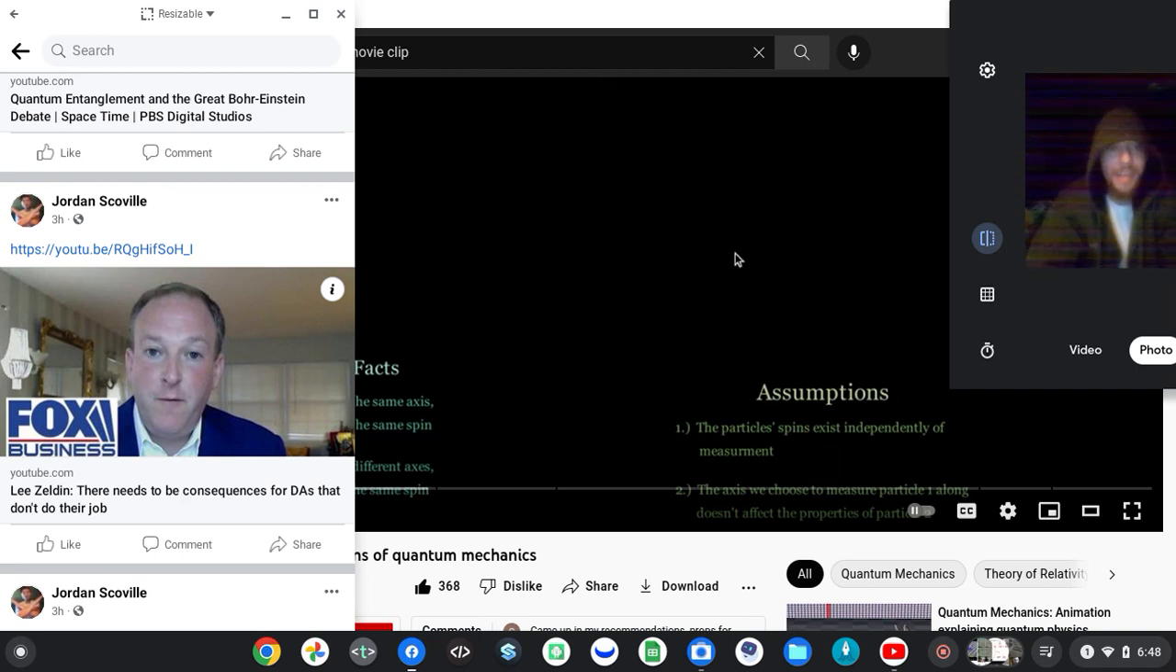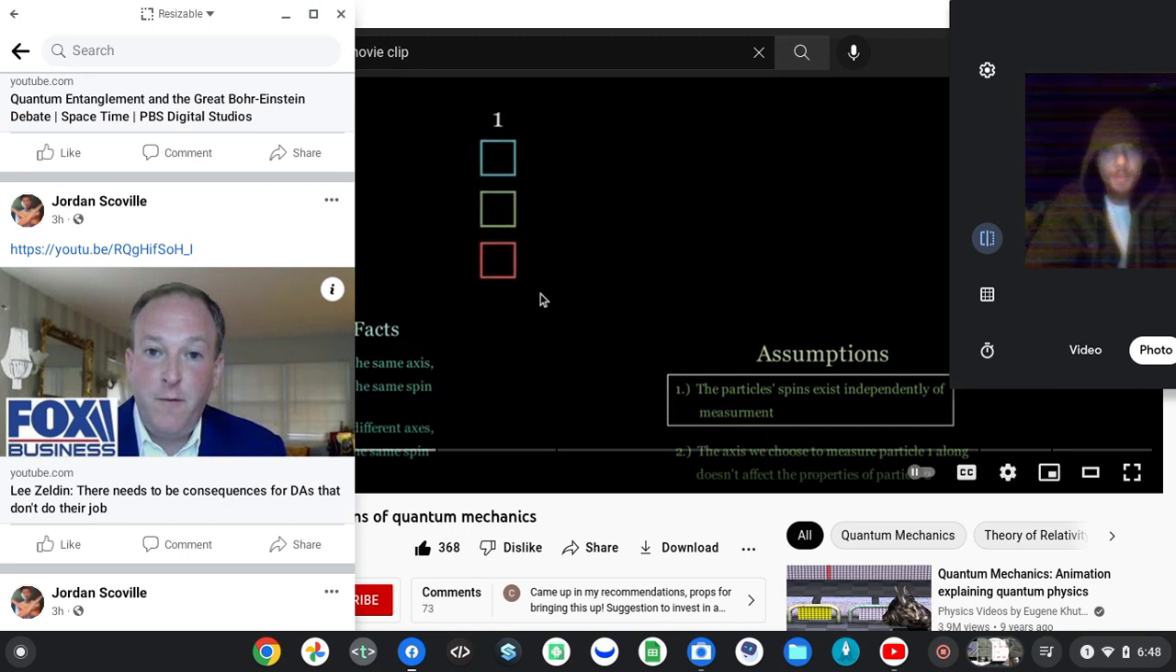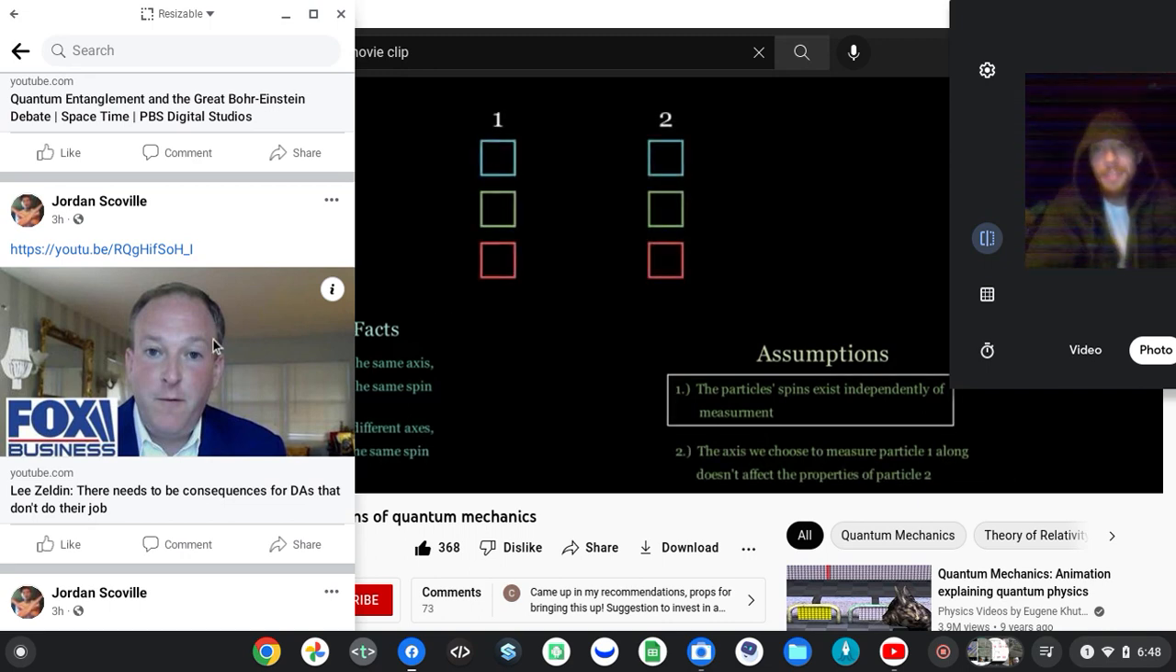It is the first assumption that I can't drop. Let's denote the spins of some particle 1, and denote the spins of some particle 2.